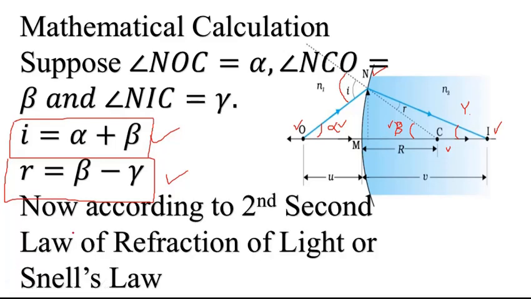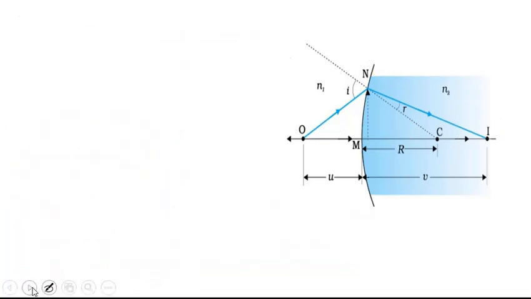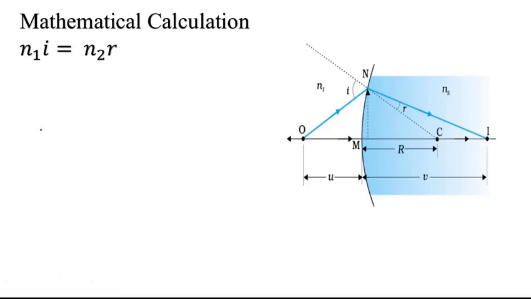So let's see here. Now according to the second law of refraction of light or Snell's law, we know that N1 I equals N2 R. So we recall the second law of refraction of light. So in the next slide, this is N1 into I equals N2 into R. Hope that there is no problem to understand at this step. This step has been written to follow the second law of the refraction of light.